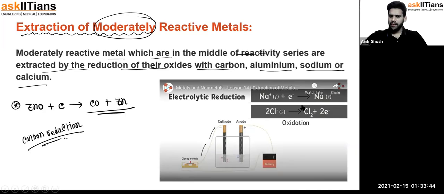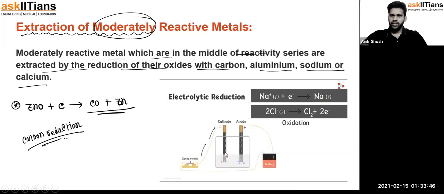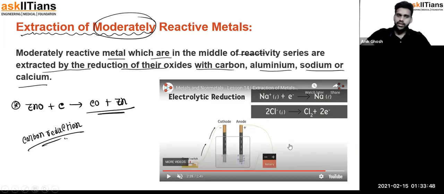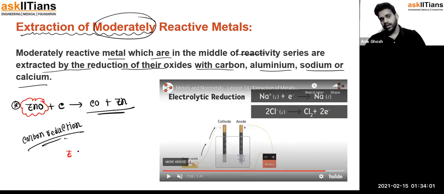The same thing happens for chlorine as well. Okay, so this was the thing about the previous one, and now for the moderately reactive metals, the first thing you have to do is, through some processes, take whatever the ore is to oxide. Like zinc comes as sulfide or carbonate, right?